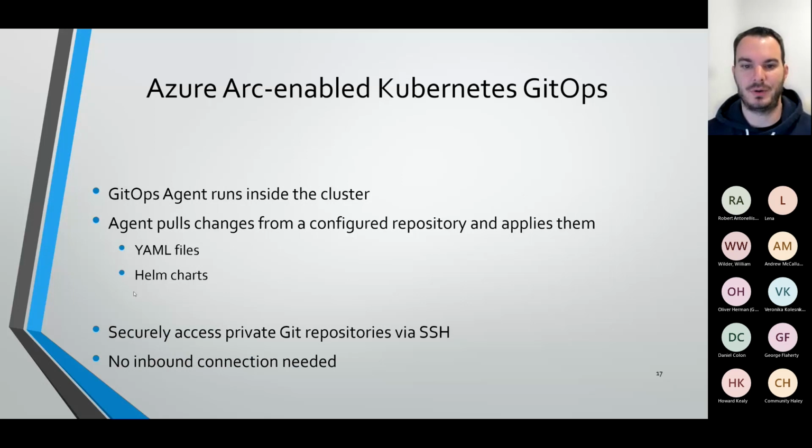And it doesn't matter if it's a public Git repository or a private one. I'm going to show you how we did it with a private repository. Again, you don't need an inbound connection into your Kubernetes cluster because the agent is running in the cluster and pulls the changes. All you need is an outbound connection over port 443, HTTPS.